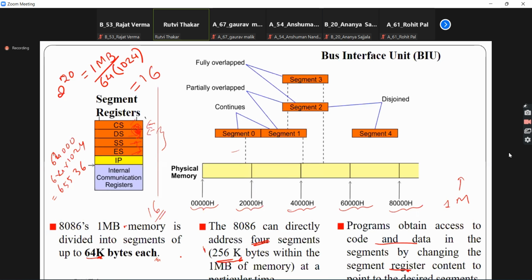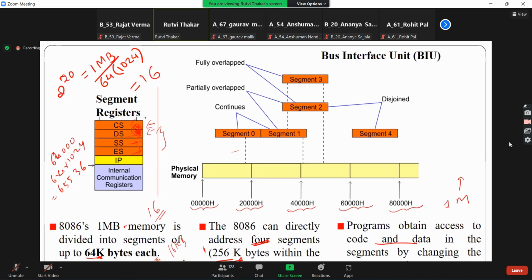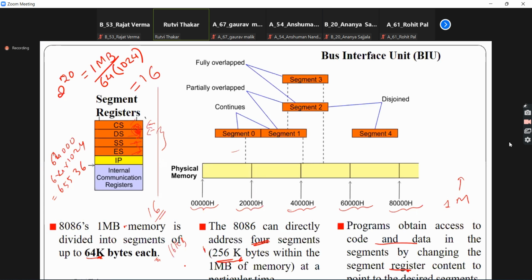If it is less than 64, can I use that particular segment for another use also? Maximum is 64, but suppose I am taking just 16 KB out of 64 KB, the remaining part is free, correct? Yes, ma'am. So the remaining space is empty, and I can use that particular segment for other things also.